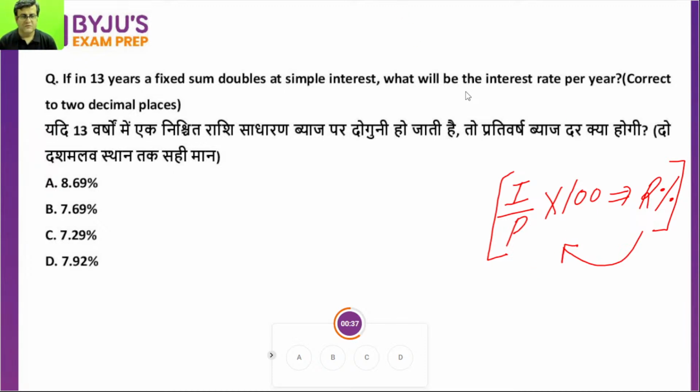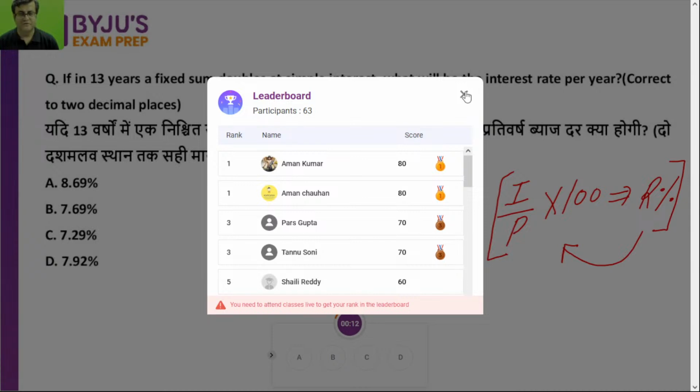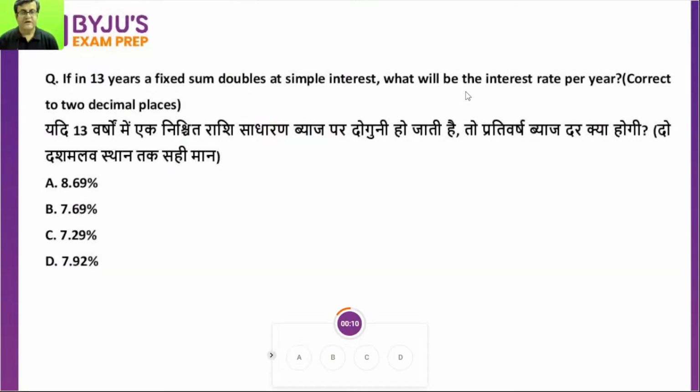So answer me this question. B option is absolutely right. Very good. Many students have answered this question. If in 13 years a fixed sum doubles at simple interest, what will be the rate of interest per annum?